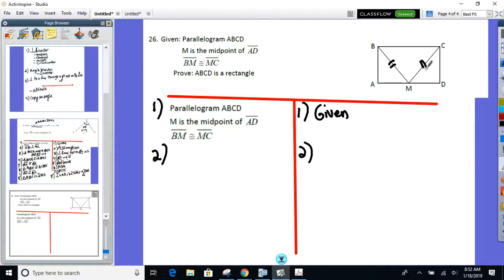Everyone agree? I'll help you out here because this one is a little bit tougher. Can you first prove the triangles congruent? Can you help me do that? It's a parallelogram. I got a midpoint. I got a lot of stuff here. Help me get the triangles congruent. What's next? AM equals MD, definition of a midpoint.